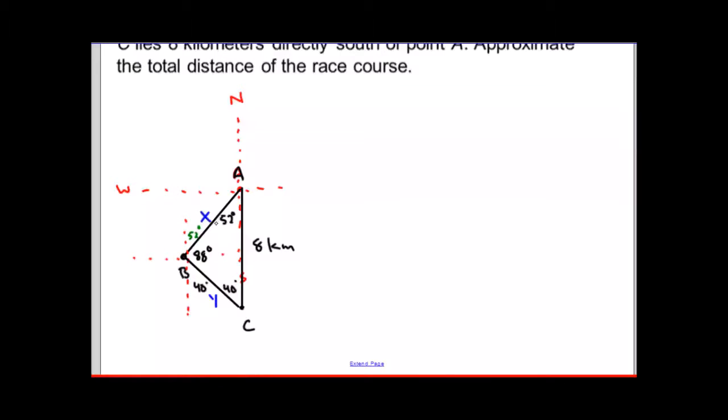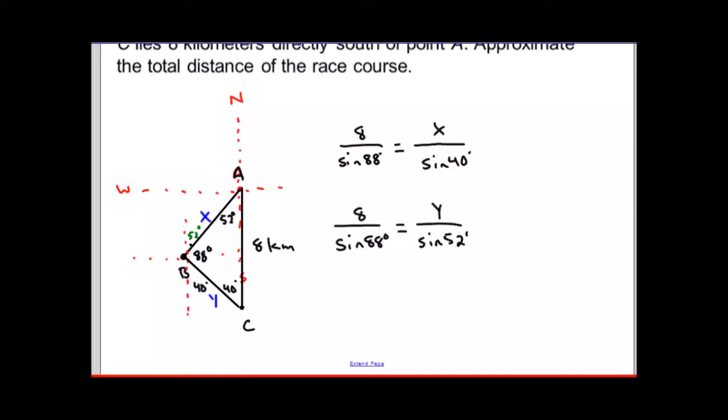So let's say I want to find x first. So I'm going to put 8 kilometers over the sine of 88 degrees. Now if I want to find this distance right here, this x, then I just put x over the sine of 40. Right? If I want to find y, I start out again with 8 over the sine of 88 degrees. And I put y over, y is across from 52, so y over the sine of 52 degrees.